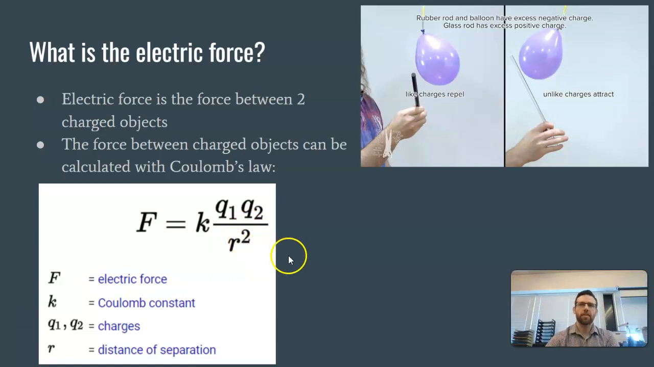So you can imagine that there's two charged objects and, let's say they're both positively charged. The force between them depends on how much charge there is on both of them and how far apart those charges are. All right, so if the charges are very far apart, the force will be weak. If the charges are very close, the force will be high.